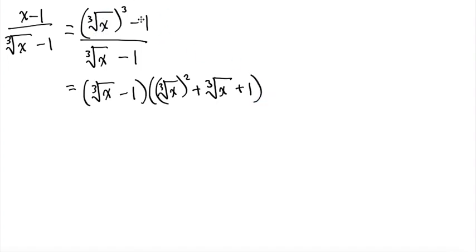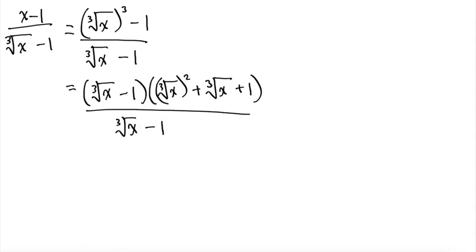So I'm just multiplying 1 times what the cubed root of this would be, which is the cubed root of x, and then 1 squared is 1, or negative 1 times negative 1 is 1. Okay, so that's what I have there in the numerator. So that's my difference of cubes formula. And then the denominator, I'm going to have the cubed root of x minus 1.